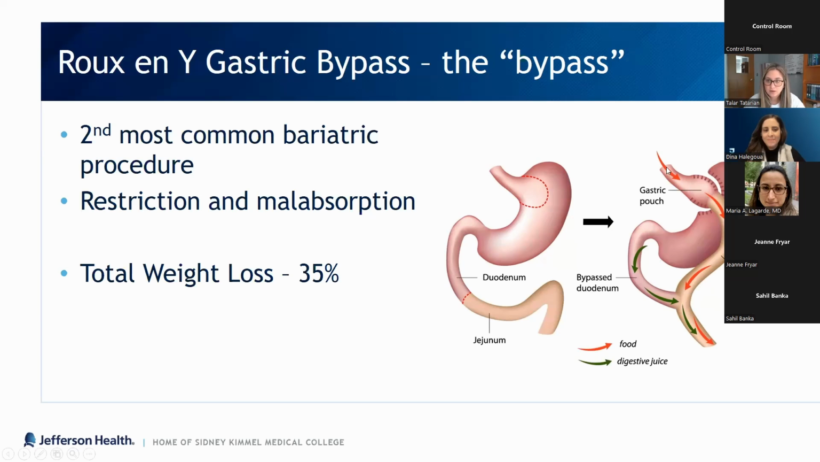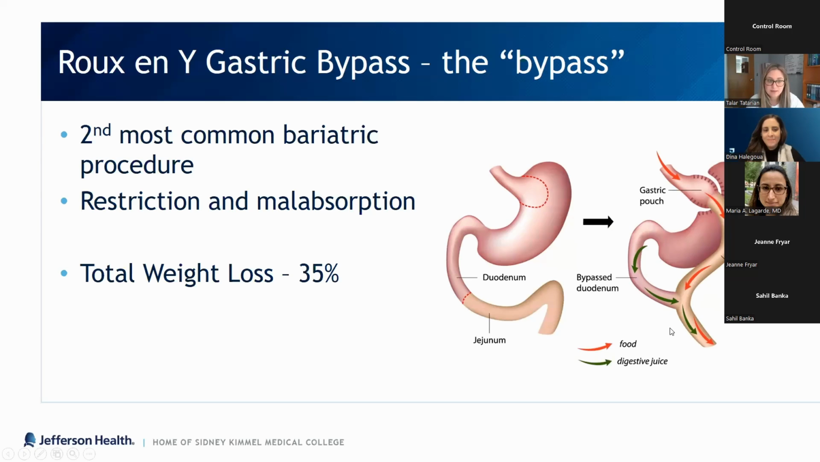So the food that you eat are these red arrows. It comes down into the new pouch, goes down into the small intestine. And then the green is the old stomach, and that's where the bile juices and the pancreas juices and digestive enzymes all come down, meet up with the red arrows, and that's where you start absorbing those calories and nutrients.